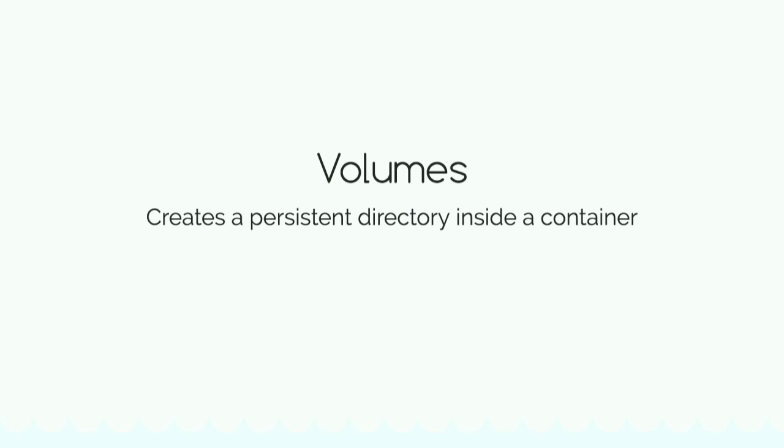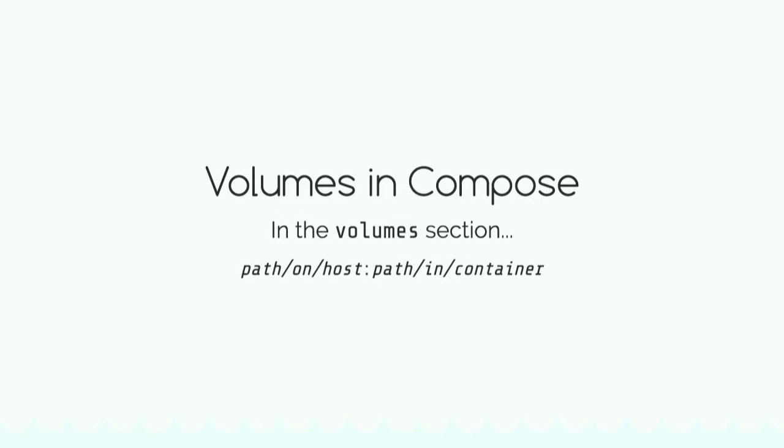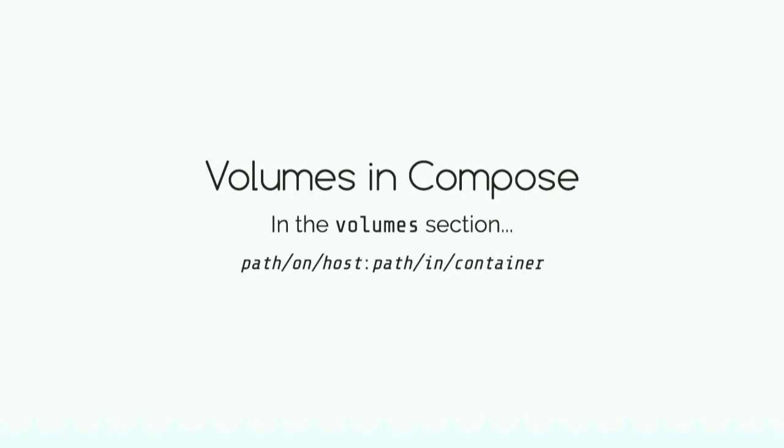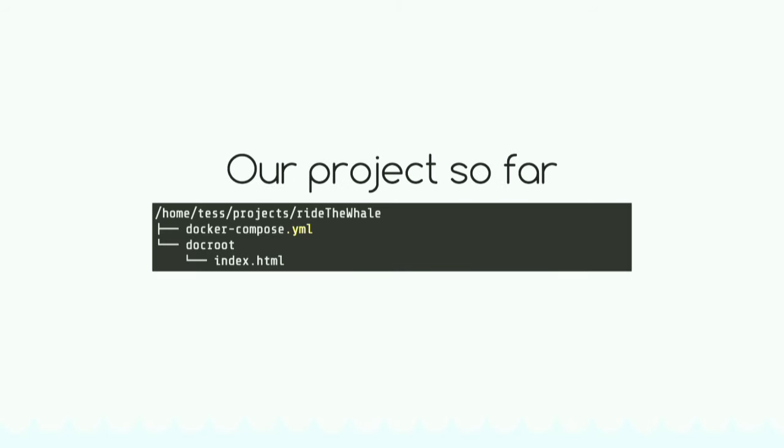Docker uses volumes. Volumes do one of two things. They create a persistent directory inside of a container, or you can mount a directory on your host system into the container. For creating a volume in compose, you create a volumes section, and then you map the path on the host to the path on the container, just like the port mapping system. So our project looks like this so far. We have our compose file, and we have a docker directory, which has our web root in it.